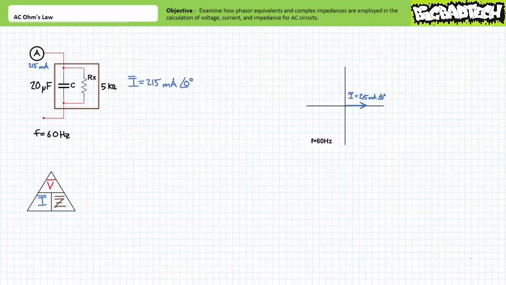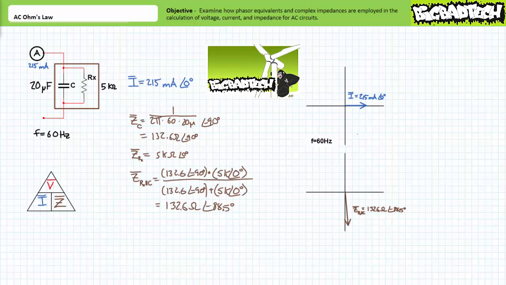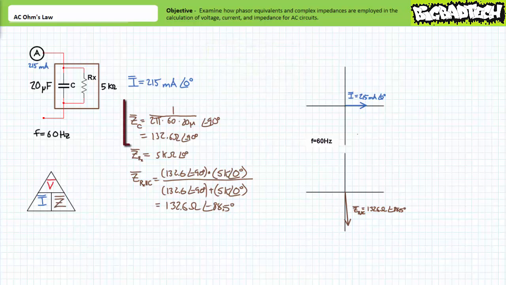Next, we need to express the manky old capacitor as a complex impedance. Recall from the parallel complex impedance lecture, available at the Big Bad Tech channel, that a non-ideal capacitor can be visualized as the capacitive portion, in our case 20 microfarad, in parallel with the resistive leakage portion, in our case 5 kilohms. At our given excitation frequency of 60 Hz, the capacitive portion is a complex impedance of roughly 132.6 ohms at an angle of negative 90 degrees. The resistive portion is a complex impedance of 5 kilohms at an angle of 0 degrees.